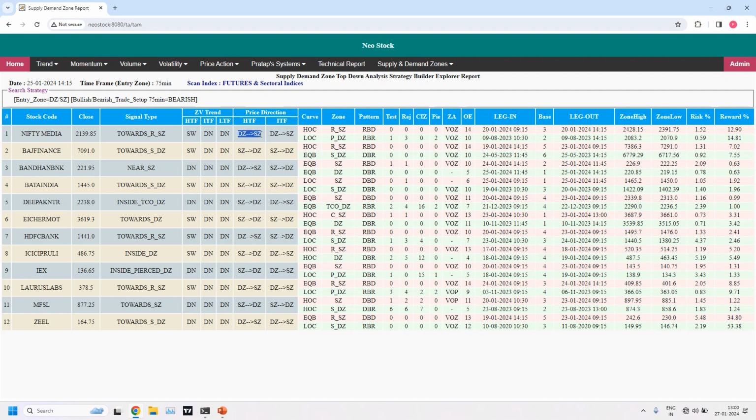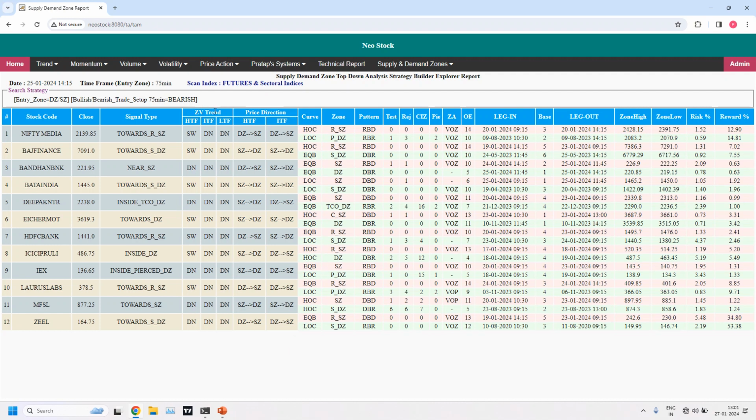What about HTF? HTF can be either demand zone to supply zone or supply zone to demand zone because we trade against the primary price direction. But at that time you have to use the curve. See here, the curve is high on the curve. For bearish trade setup, high on the curve and equilibrium, we can go for short trades. So that is the reason why you have all the three columns at one place.